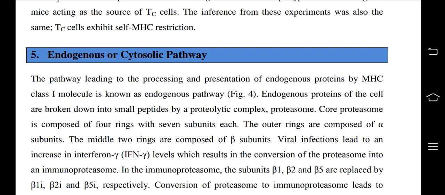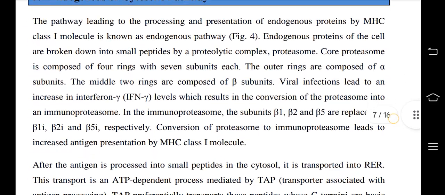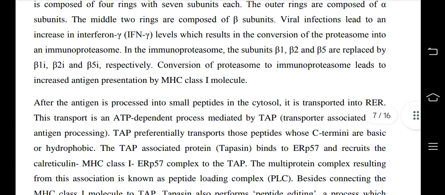Viral infections lead to an increase in interferon gamma levels, which result in the conversion of the proteasome into an immunoproteasome. In the immunoproteasome, the subunits beta 1, beta 2 and beta 5 are replaced by beta 1i, beta 2i and beta 5i respectively. Conversion of proteasome to immunoproteasome leads to increased antigen presentation by MHC class 1 molecules.